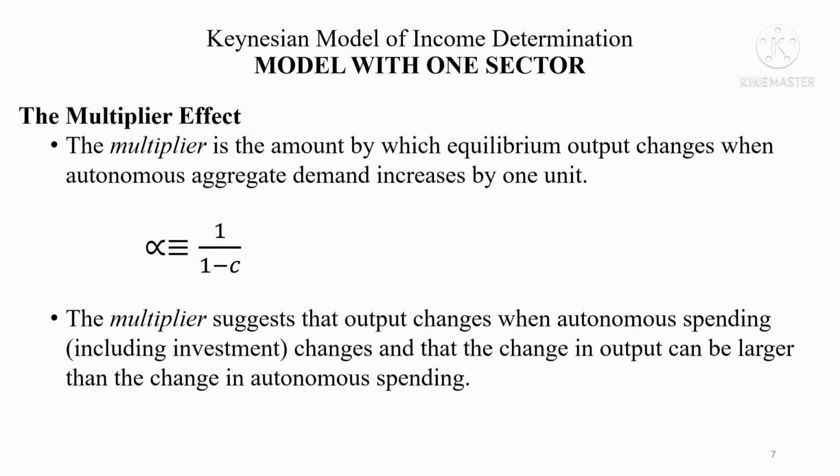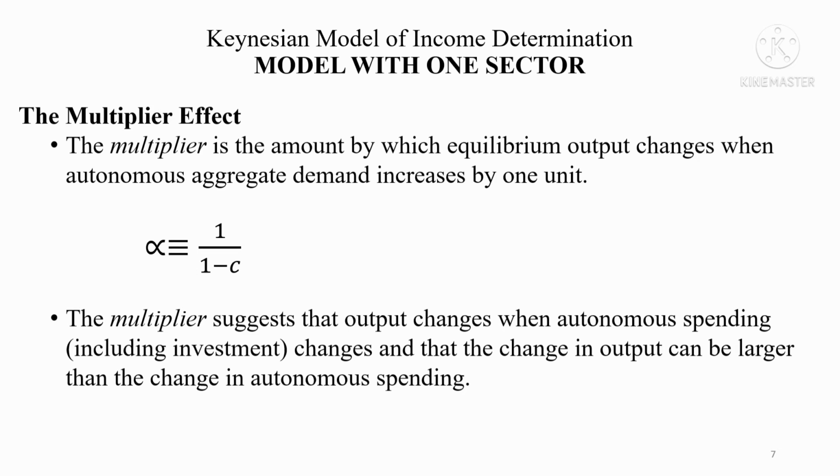Let me ask you a question. By how much does the equilibrium level of income or output increase if autonomous consumption, or C bar, of the households increases? I have discussed earlier that as C bar increases, the equilibrium income will also increase. But the question is, how much is the increase in equilibrium income? To answer that question, we will discuss the idea of the multiplier effect.